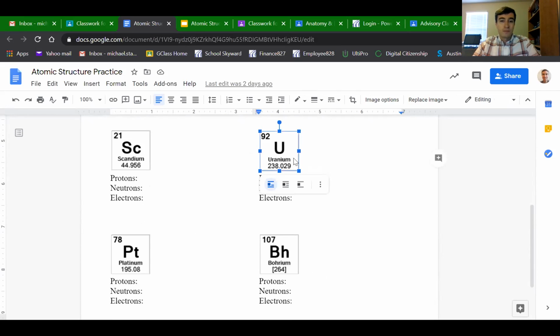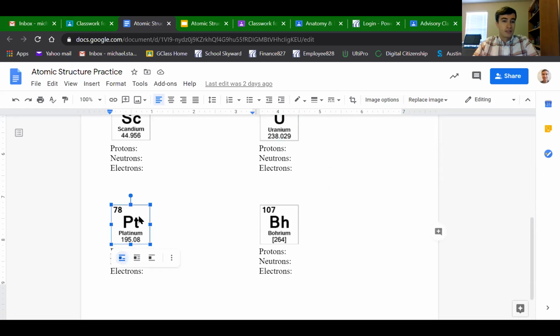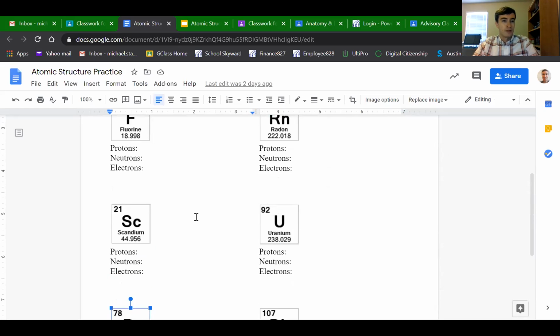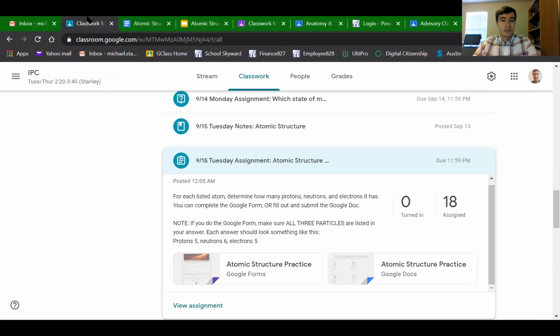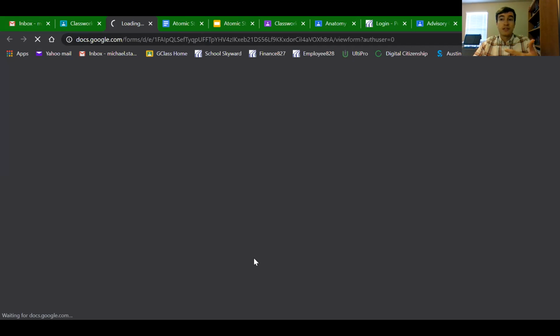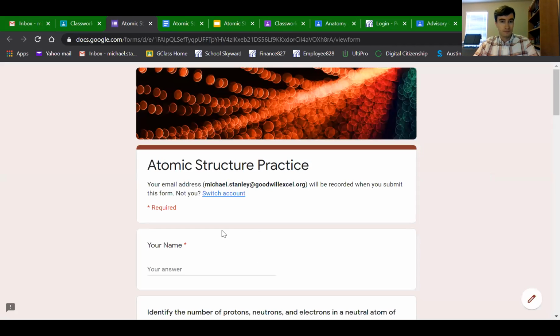Uranium, you'd round down to 238, and same for platinum. So this is what it looks like on the Google Docs. If you do it through the Google form, which I know a lot of you like to use, it works a little bit differently, but it's still the exact same questions.